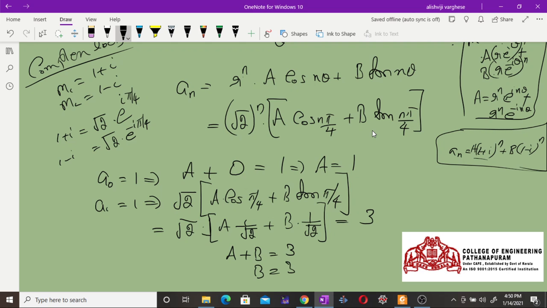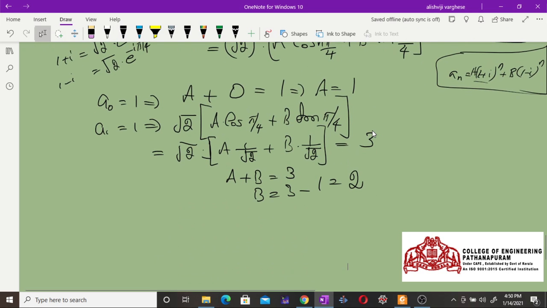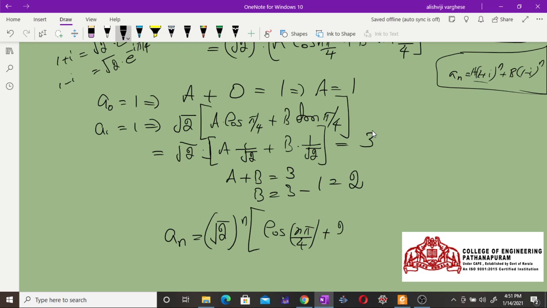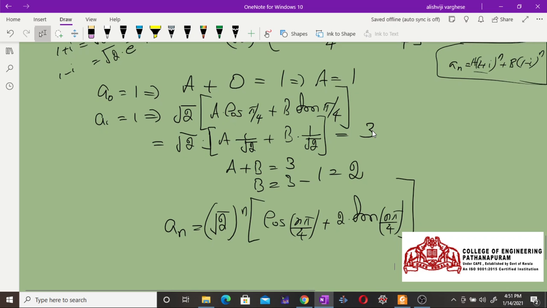So b is equal to 3 minus a, which is 3 minus 1, so it is 2. So a is equal to 1 and b is equal to 2, and therefore the solution is of the form a_n is equal to root 2 to the power n, into a, which is 1, times cos n pi by 4, plus b, which is 2, times sin n pi divided by 4. So that's our solution to the recurrence formula.